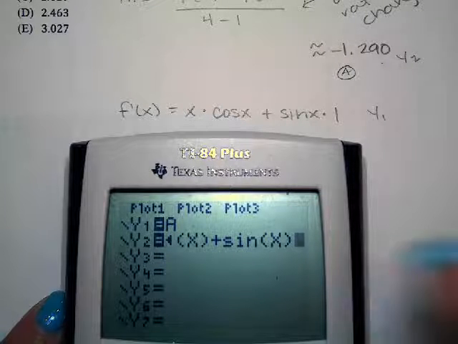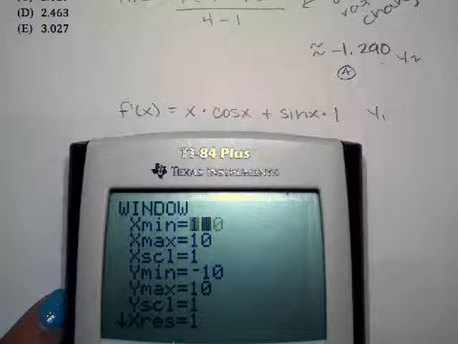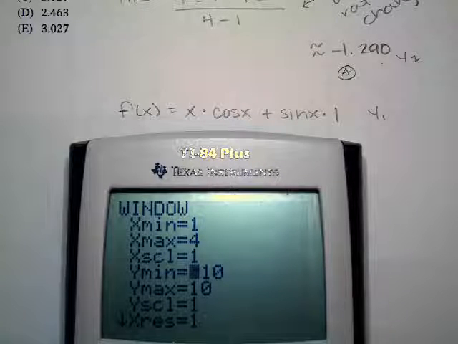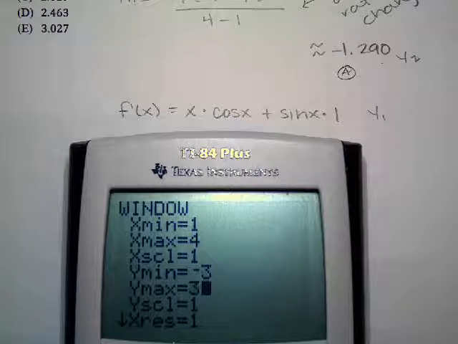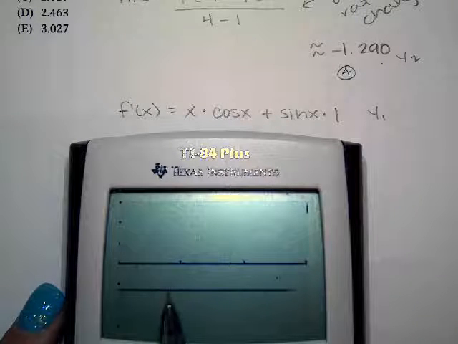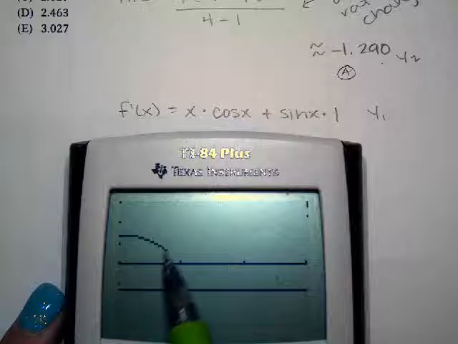Now, I know that sine graphs bounce back and forth between positive 1 and negative 1. This is not just sine, this is x times sine, so I'm going to do a little bit bigger than positive 1 and negative 1. I'll do positive 3 and negative 3 just so I have a little bit of wiggle room. I'll graph it. There's my negative 1.290, and there's my curve, and I can see that they cross, and this is my answer here for C.